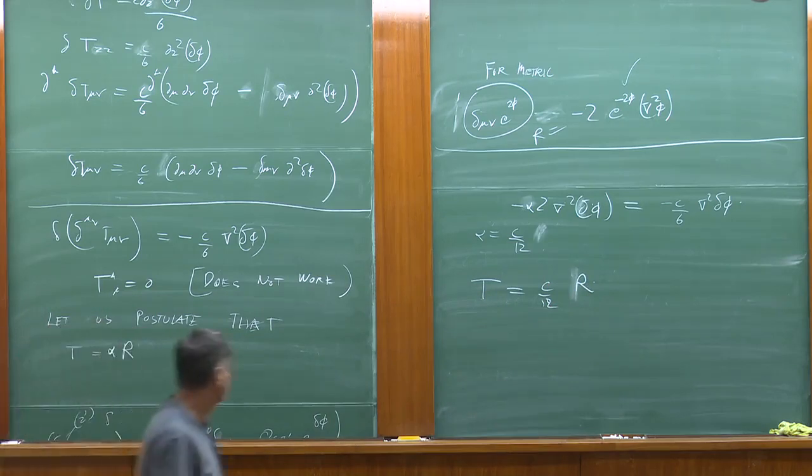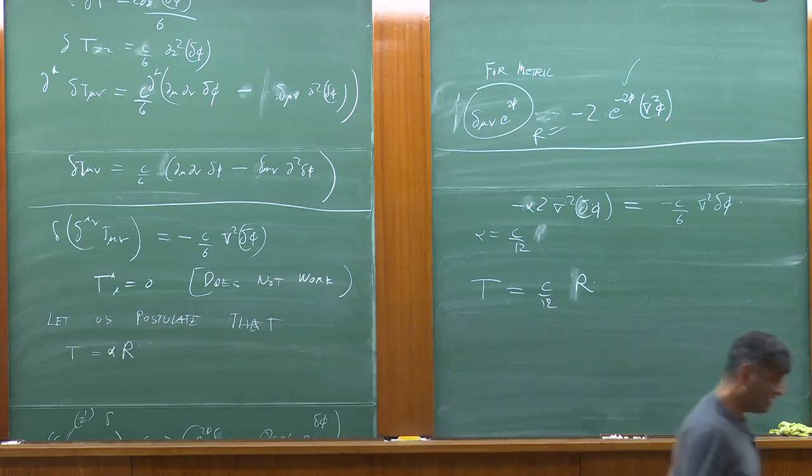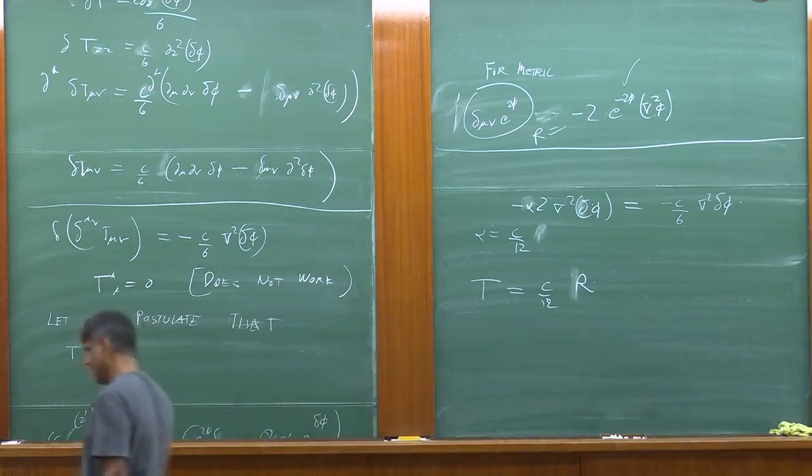Is this clear? There are many places I might have got the sign wrong, at the beginning. Anyway, plus or minus C by 12 times R. Fantastic. Once we've got this lovely formula, we see that even though T is not exactly 0, it is something known. Let's put this formula to use in the following way.